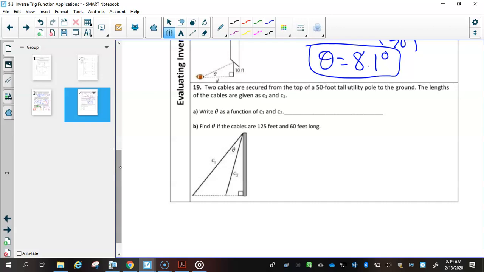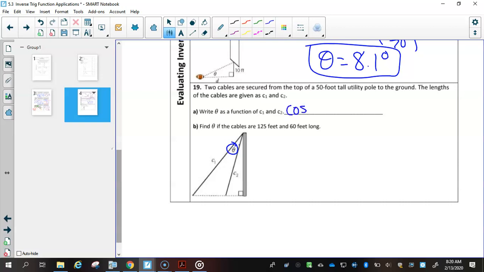I'm going to help you set this up and then you can solve it. Because we're looking for this theta, not the entire angle, in order to find this angle, we kind of need to subtract this part of it. So it's going to be a 2-part equation.